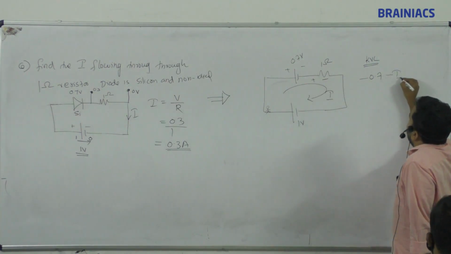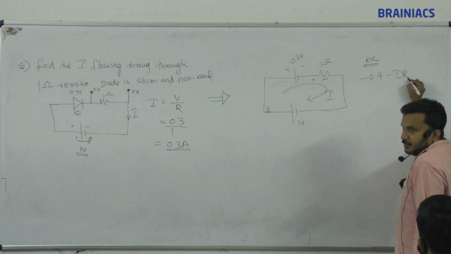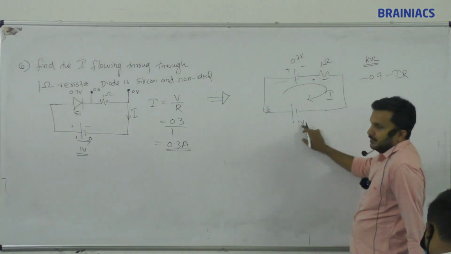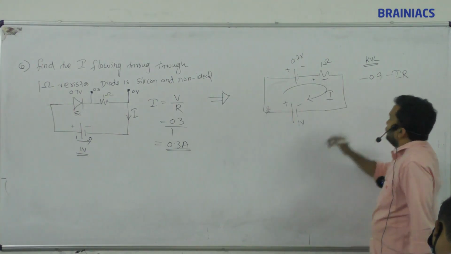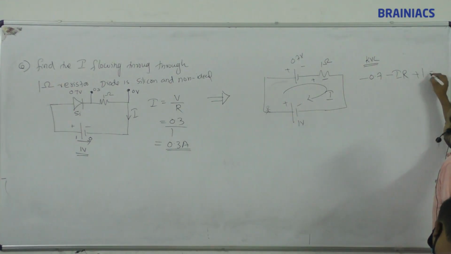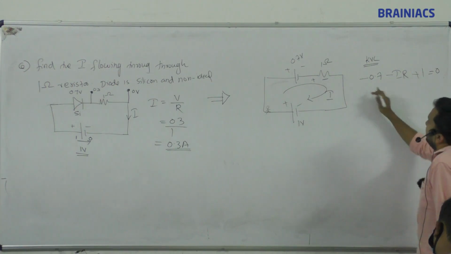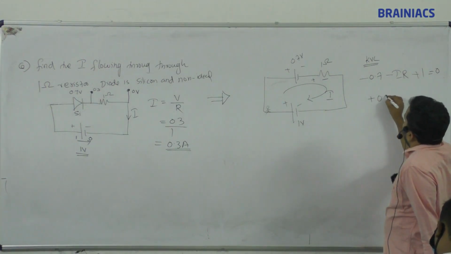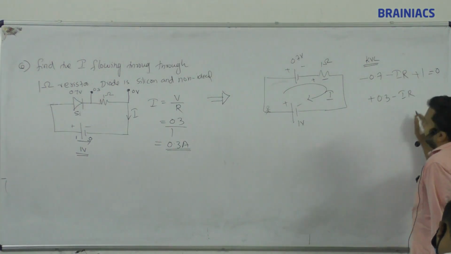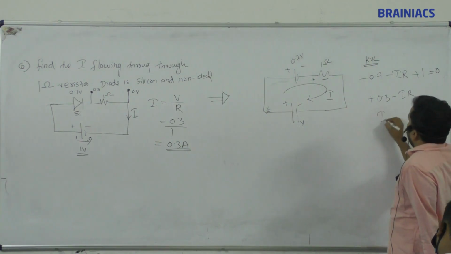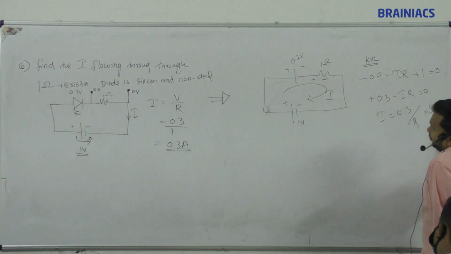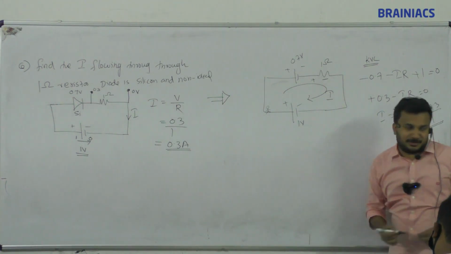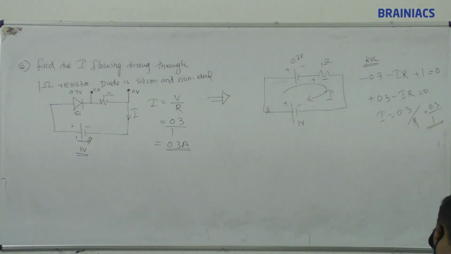So minus IR, current into resistance. Then I am coming from here, going from minus to plus, so it is plus 1, equal to 0. 1 minus 0.7 means 0.3 minus IR. So I equals 0.3 divided by R, so 0.3 divided by 1. You know how to solve the circuit, right? Already you know. I hope you know.